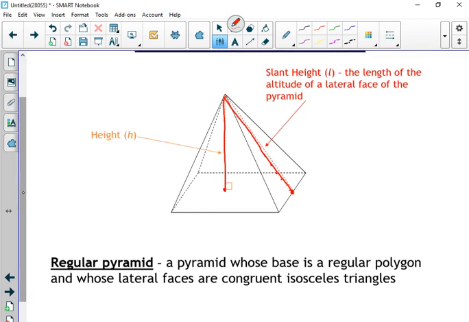So a regular pyramid is a pyramid whose base is a regular polygon. Remember, a regular polygon has all congruent sides and angles, such as a square, an equilateral triangle, and so forth. And the lateral faces are congruent isosceles triangles. So every one of the triangles on each face is the exact same. It doesn't look like it, but this triangle is the exact same as that triangle there, and this triangle here. They look like different shapes because of perspective, but there are four congruent triangles.